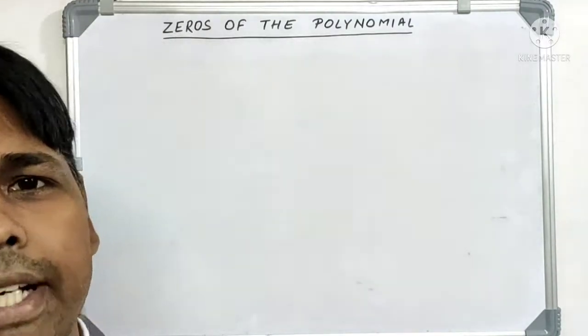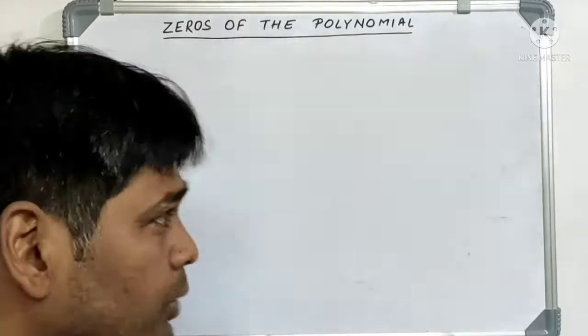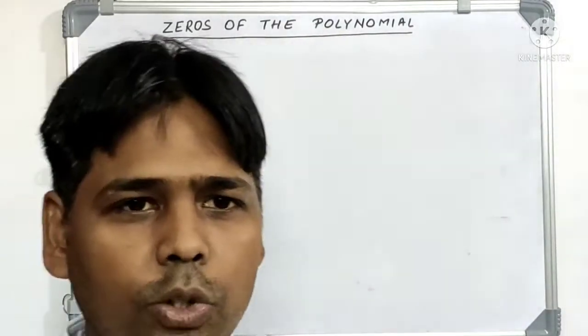Here today we will be continuing with the topic that we have started already, that is polynomials, and today we are going to discuss the topic of zeros of the polynomial.